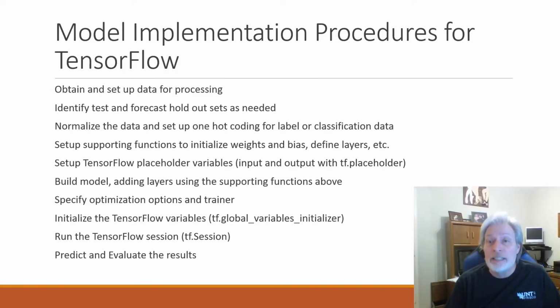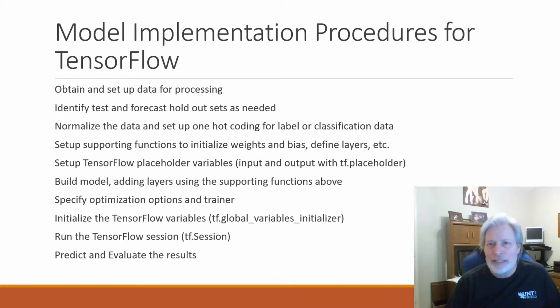There are a number of consistent steps performed for TensorFlow model generation, and we'll run through each quickly in this section so we don't have to cover each time we build our different models. We've already talked about obtaining and setting up the data for processing. We've shown that a training and test set have already been supplied in our data set, and we've discussed normalizing the data and one-hot coding for our labels.